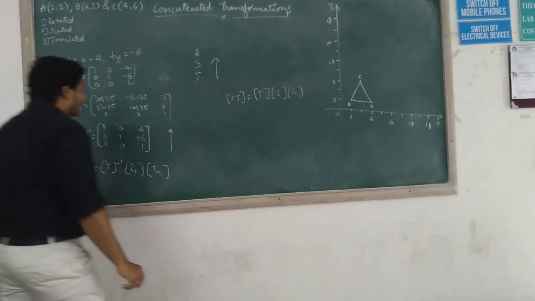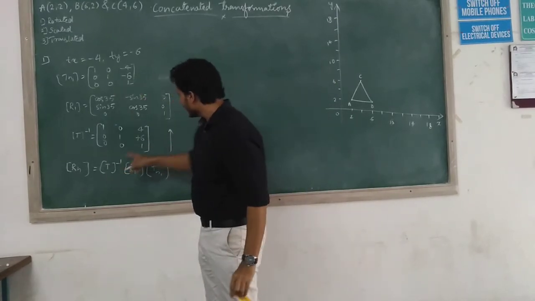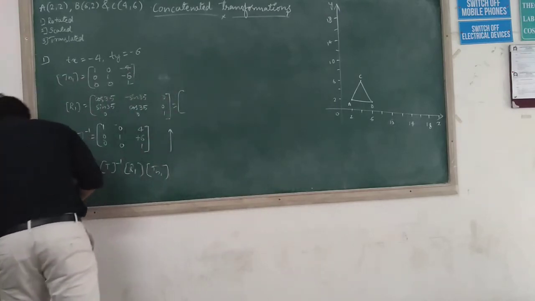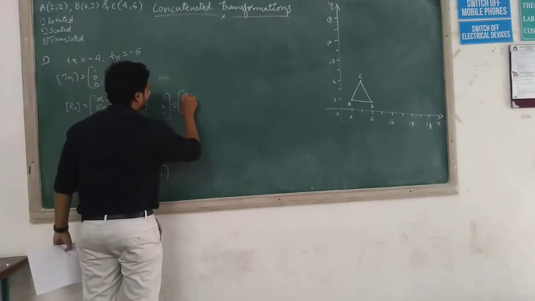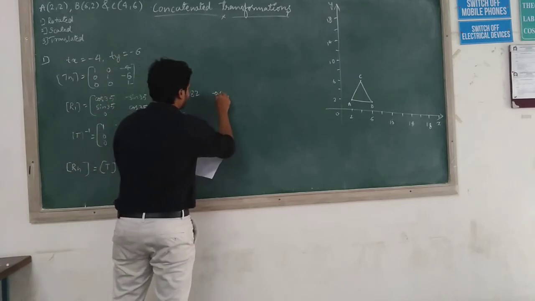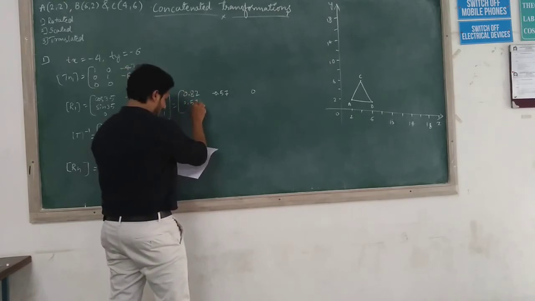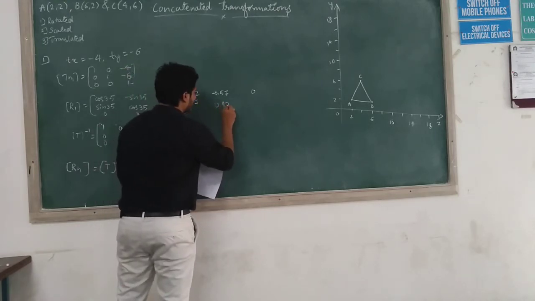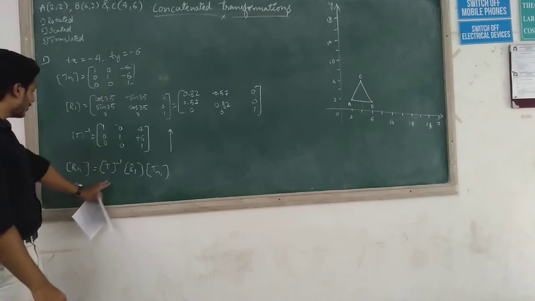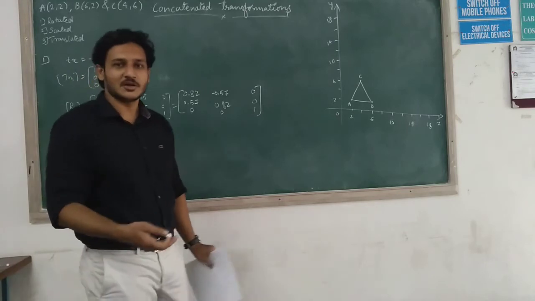So after multiplying this one with this one, the values are 0.82, minus 0.57, 0, 0.57, 0.82, 0, 0, 0, 1. Okay, so you have to multiply these things to get the rotated transformation matrix.